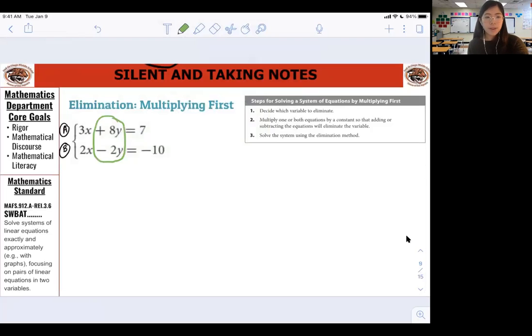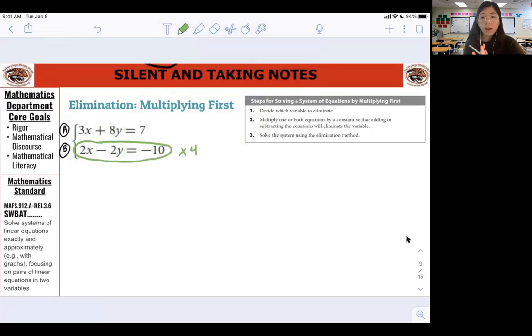I have a +8 on the top. I have a -2 on the bottom. How can I make that -2 into a -8, since that's what I want it to be? Multiply it by 4. And that's exactly what we're going to do. So notice, all I'm going to do is take my bottom equation and multiply it all the way across everything by 4.